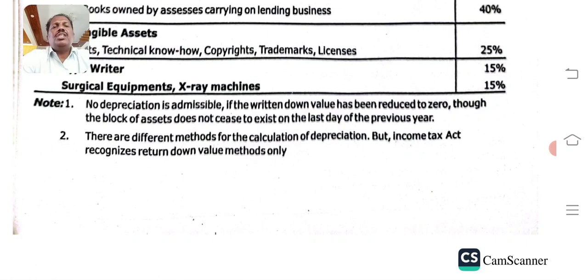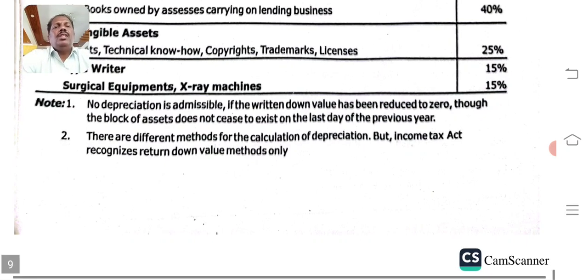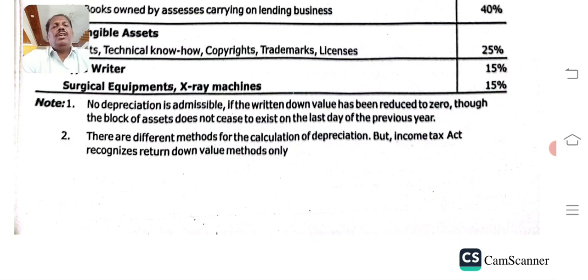No depreciation is admissible if the written down value has been reduced to 0, though the block of assets does not cease to exist on the last day of the previous year. There are different methods for calculation of depreciation, but the Income Tax Act only recognizes the WDV method.